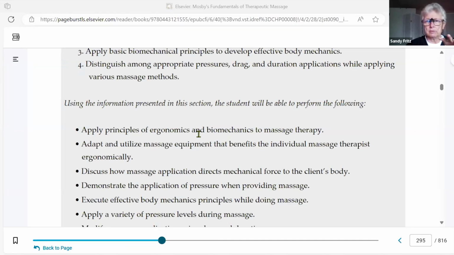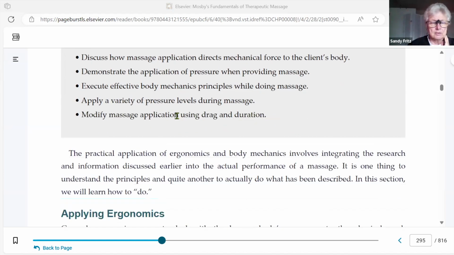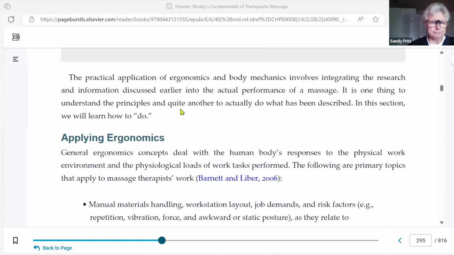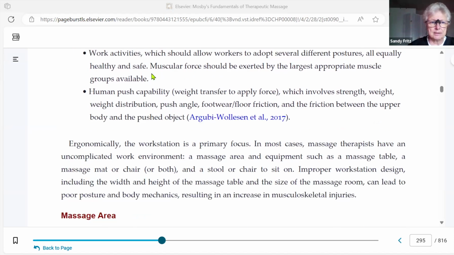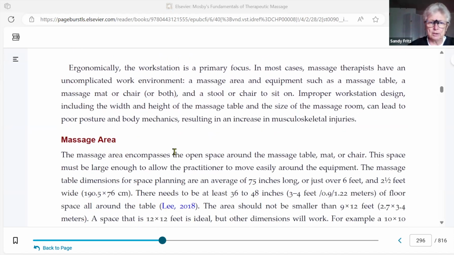But this isn't our style. This is a good approach. All right, so this is what ergonomics is. So then we look at this specifically in terms of the massage area.